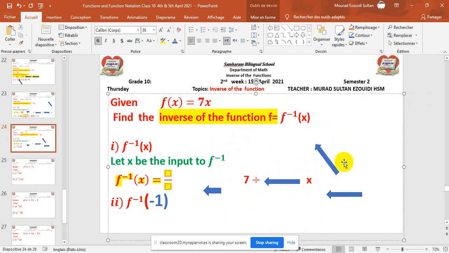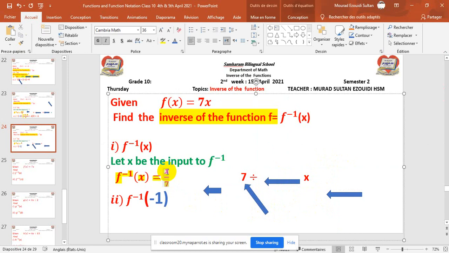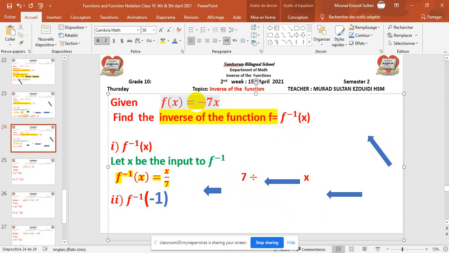So this one is read as what? x divided by 7. I will write the answer here. So we told x divided by 7. This is the last answer. This is the inverse of the function f of x. It will be x divided by 7. No, you cannot do that. You can, because x divided by negative 7 would apply if there were a minus, but we don't have minus. Clear?